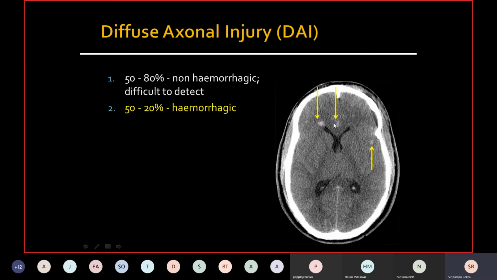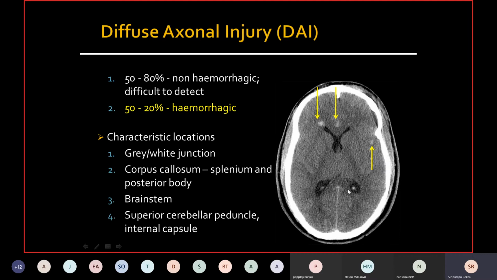And if they are hemorrhagic and evident, as we are seeing here, one abutting the frontal horn of the ventricle, this is involving the anterior corpus callosum, another in the temporal. These are easy to pick up. But what can be very difficult is when they are non-hemorrhagic.